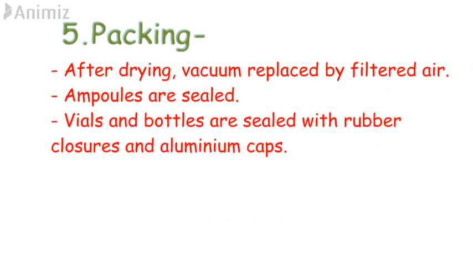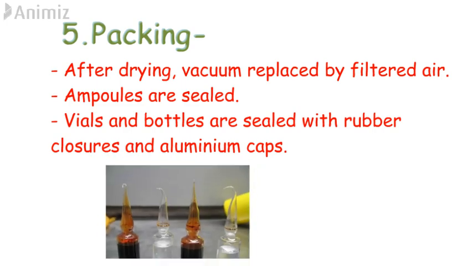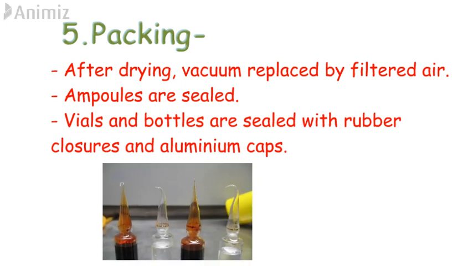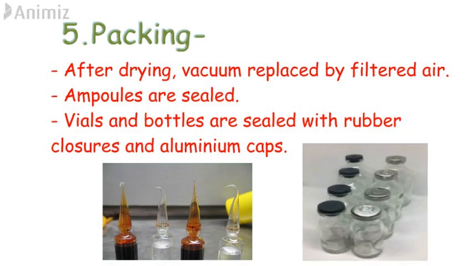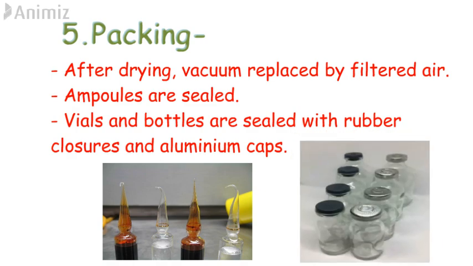The fifth step is called packing. After drying, the vacuum is replaced by filtered air. If the product is kept in ampoules, the ampoules are sealed by the tip sealing or pull sealing method, and if they are kept in vials or bottles, they are sealed with rubber closures and aluminum caps.